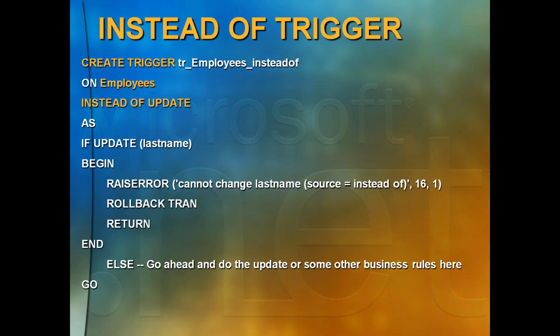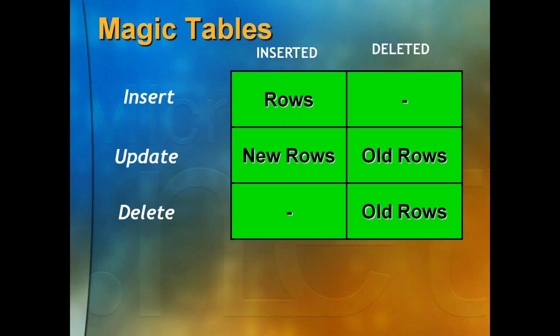You have to think about one more thing: magic tables. When we're talking about triggers, one more concept you should know is magic tables. Whenever you're inserting data, updating data, or deleting data, magic tables are going to be created. The table names are called inserted and deleted. Now let us understand what these are.